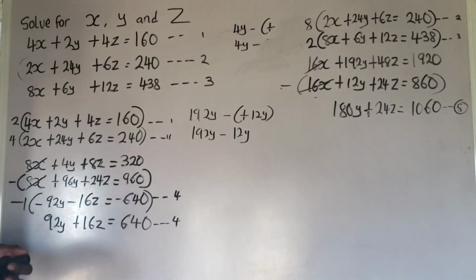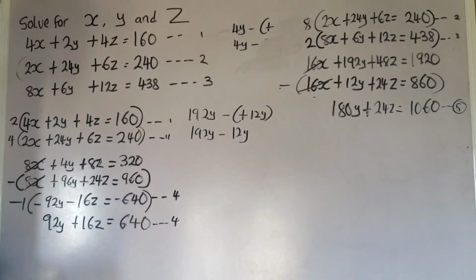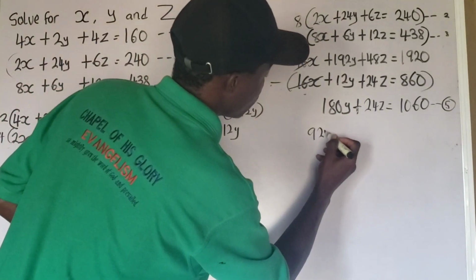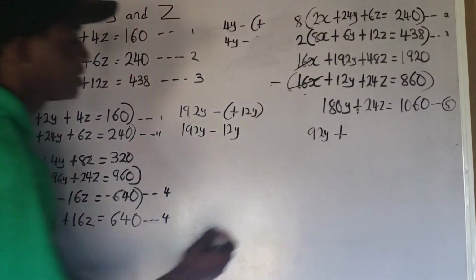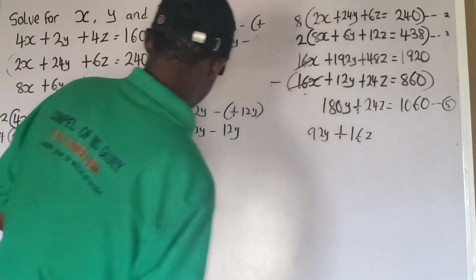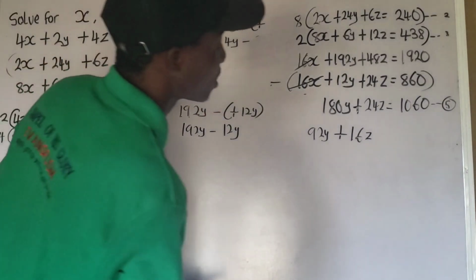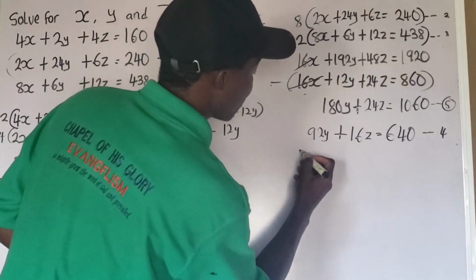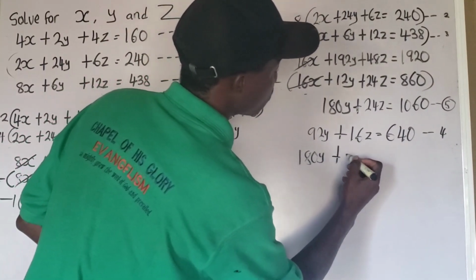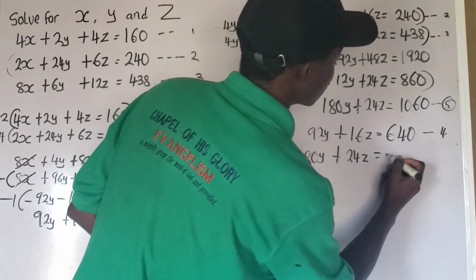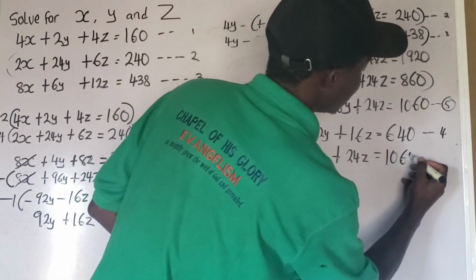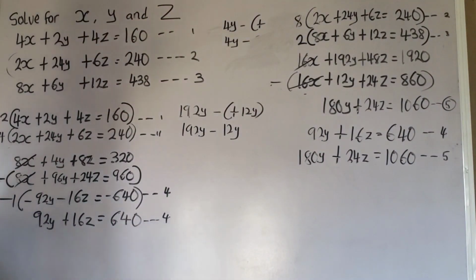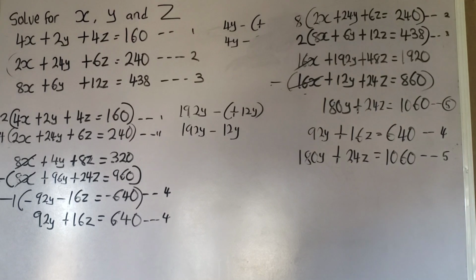From this point, the next step is to combine equation 4 and equation 5. Equation 4 is 92y plus 16z is equal to 640. Now, equation 5 is 180y plus 24z is equal to 1060. Now we can solve for the values of y and z in both equations. It is easy to calculate now.